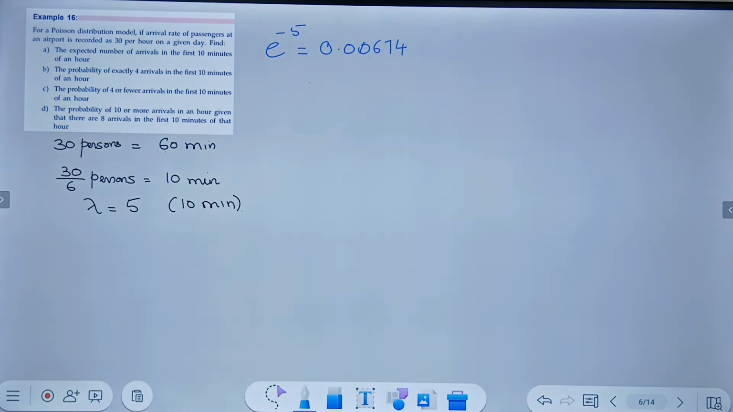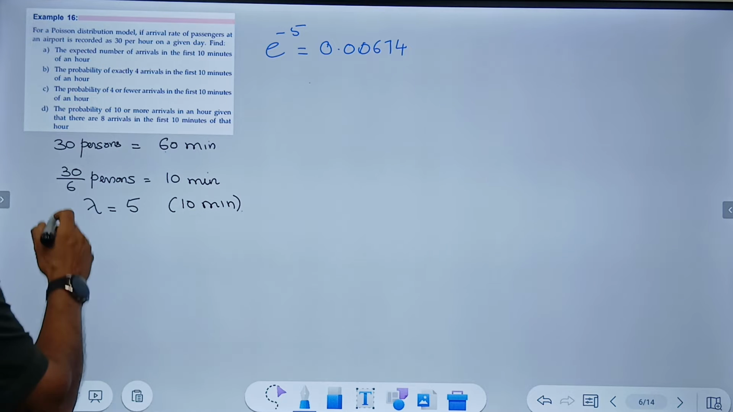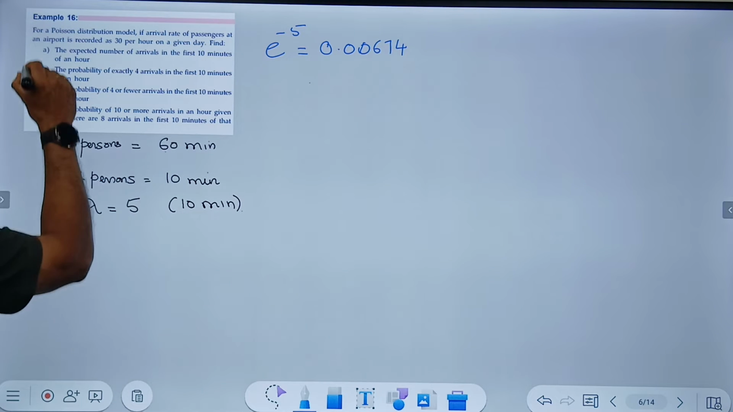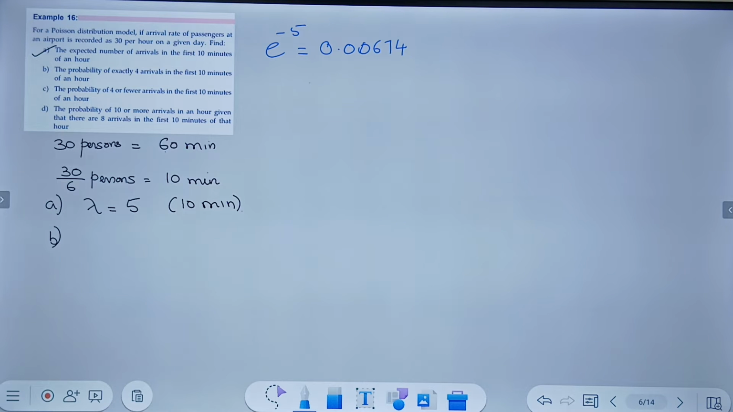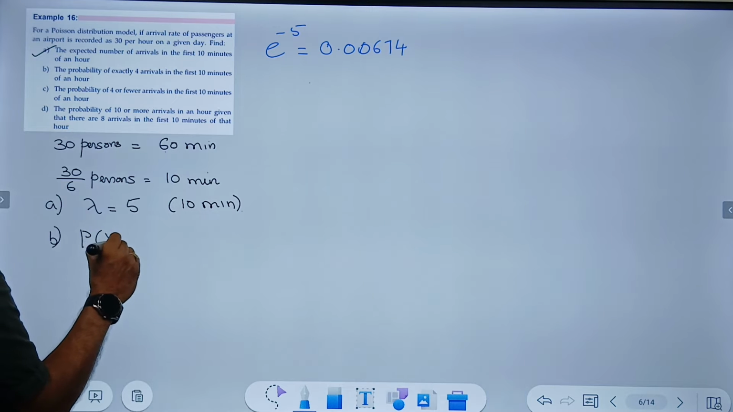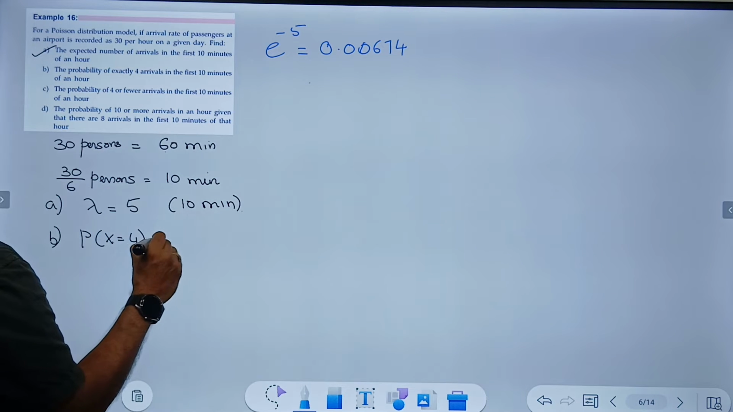Okay. Now the expected number of arrival in the first 5 minutes. That is my subdivision A. That is done. Now let's go to subdivision B. What is subdivision B? Probability of exactly 4 arrival. So P of x is equal to 4. Now what is P of x is equal to 4?